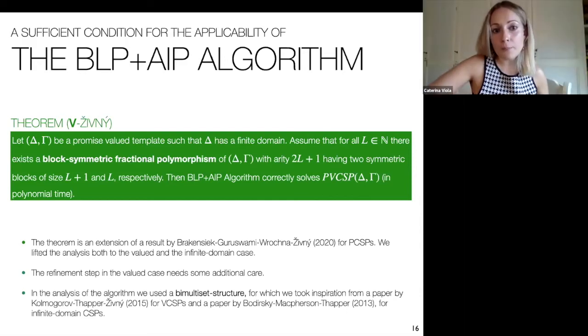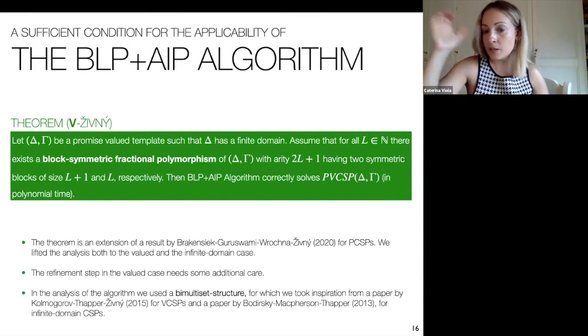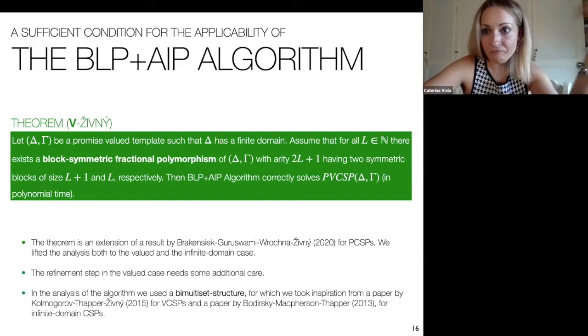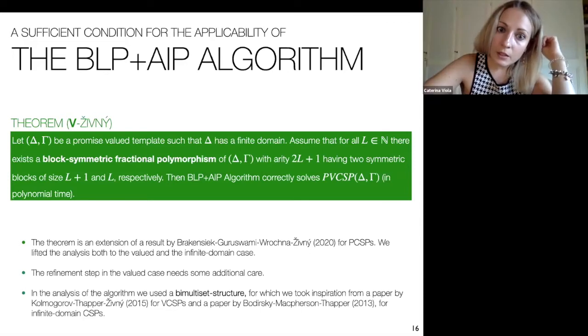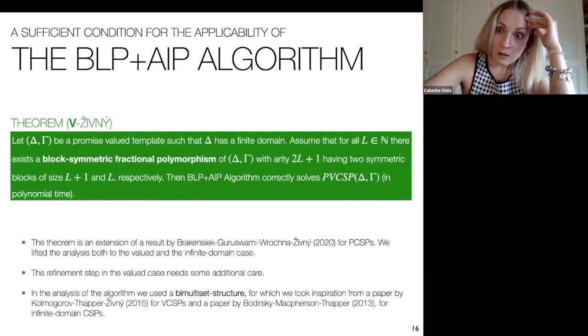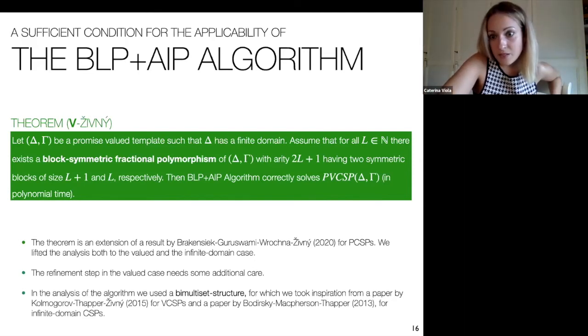Okay, so you can prove the sufficient condition also if you have other kinds of blocks. If you have another number of blocks and of different arities, the proof can be generalized. Yes, this one also can be generalized to this PCSP. But we didn't prove that if you have any block symmetric fractional polymorphism, then you have one with these two symmetric blocks. So, I mean, it falls on the feasibility side, but we didn't investigate this question.